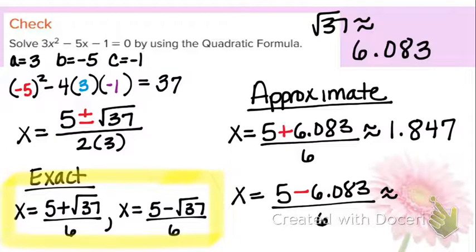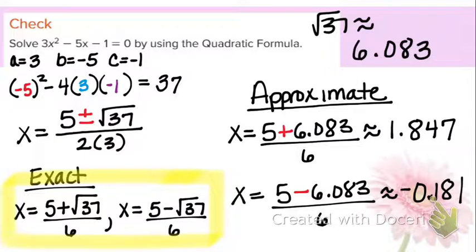All right, now let's do our second one. Take 5 minus 6.083 and divide that by 6. And you should get negative 0.181. So that would be your 2 decimal answers.